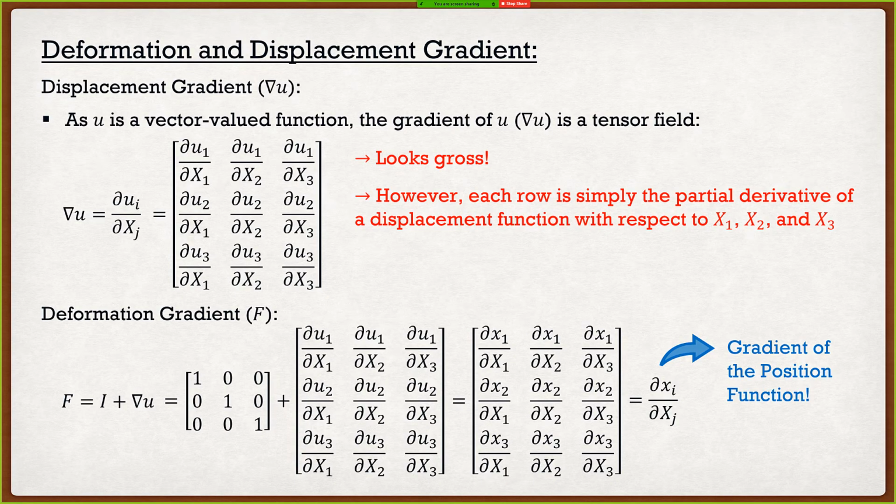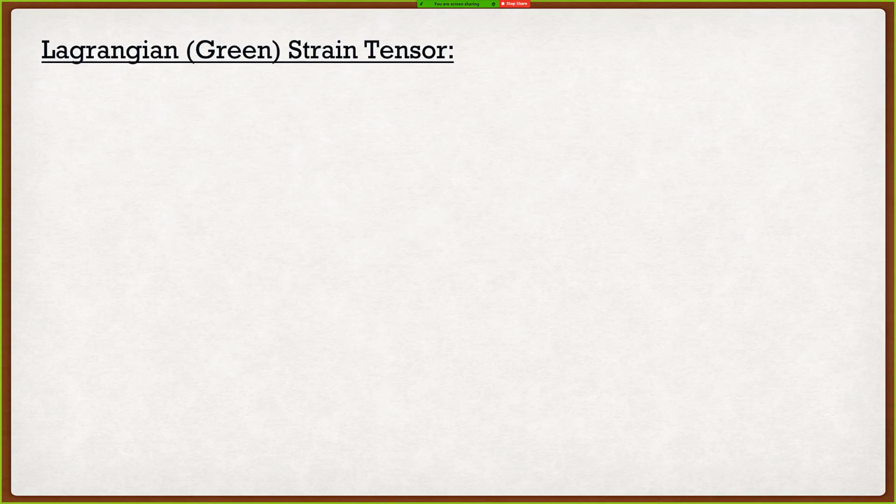Now, since we defined these, we can now go back to our nice equation that we had before, and we are now going to derive the Green strain tensor. Now, the Green strain tensor, this is the big boy of the course, if you will.